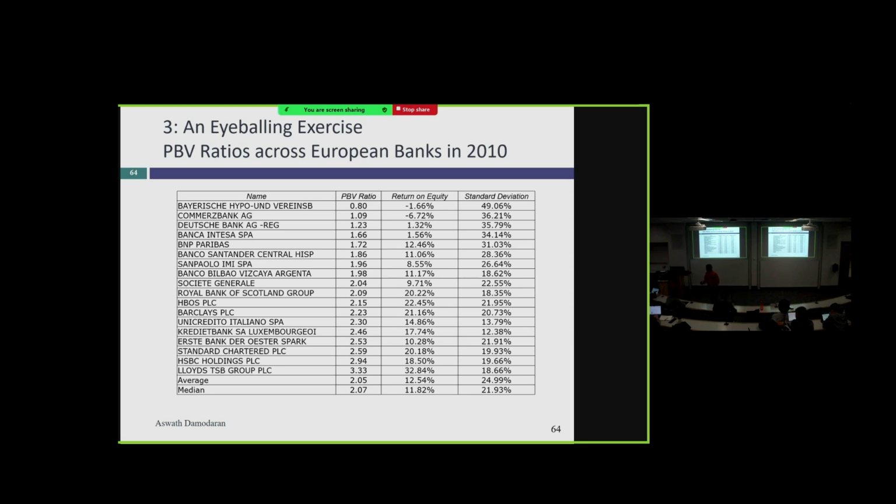So here's where the eyeballing part of pricing comes in. I want a low price to book, right? I want a high return on equity. And on standard deviation, I want a low standard deviation. You're saying low, high relative to what? Statistics, how do we decide low or high? We look at the median and we say if something is below the median, it's low.